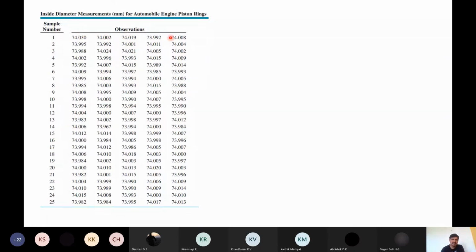So you are taking 5 trials while measuring the dimension. Okay, you are taking 5 trials. So that is the meaning. In the same sample, you are taking 5 trials for measurement of the diameter of the piston ring.